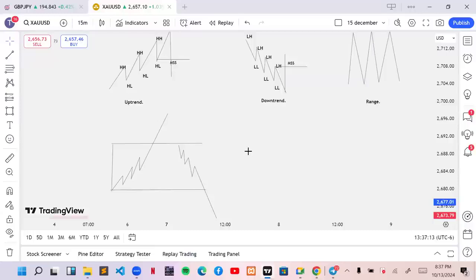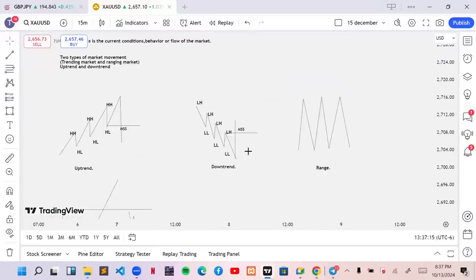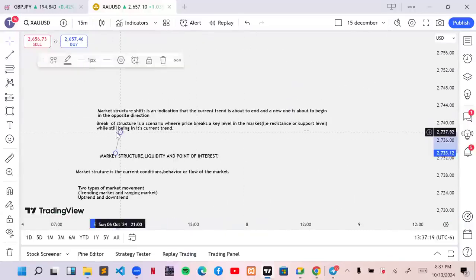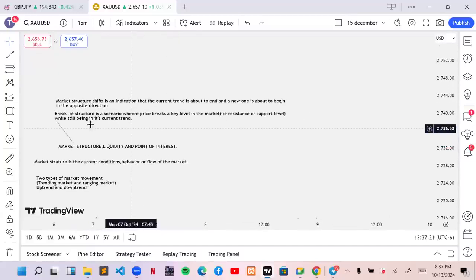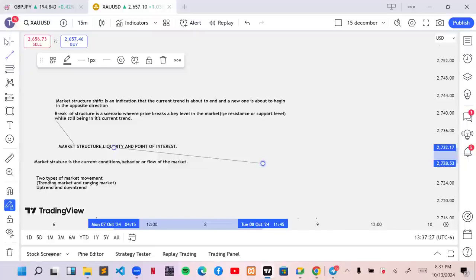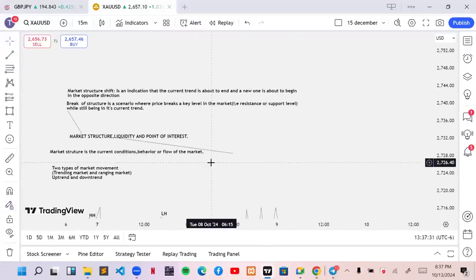Now I have to go on to the liquidity part of the strategy. So what is my liquidity in this case? What I use as my liquidity is actually inducement. So what is an inducement?